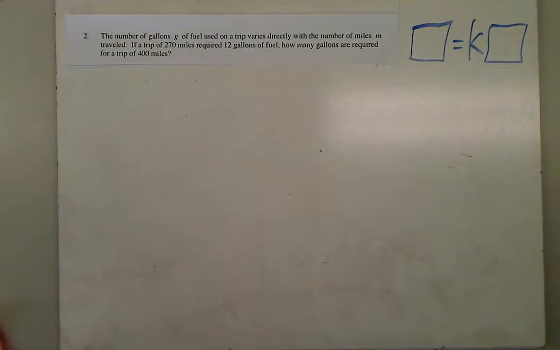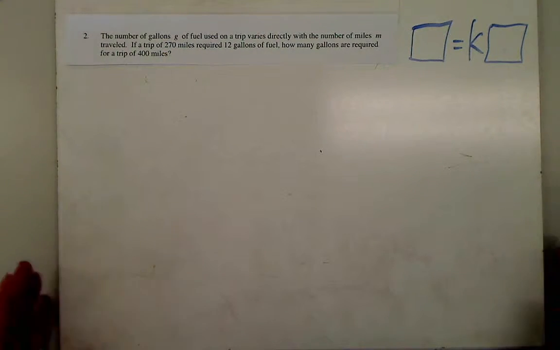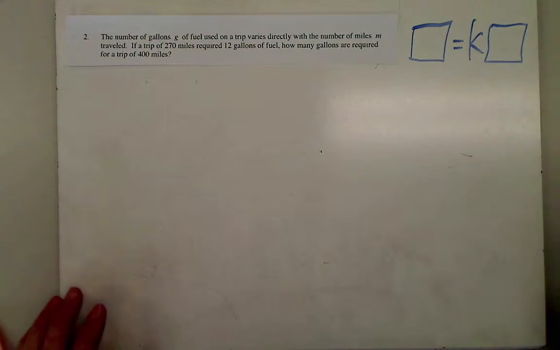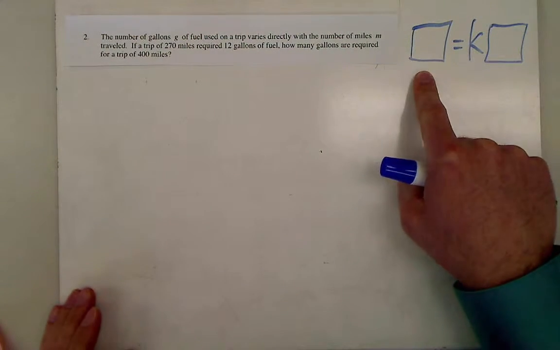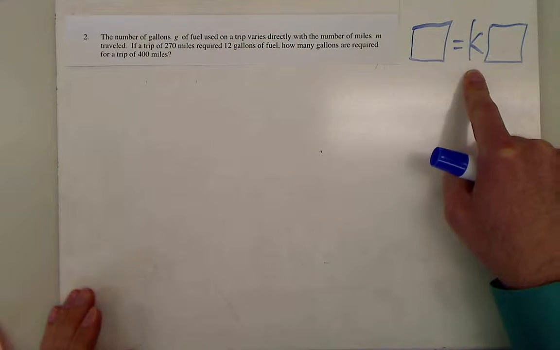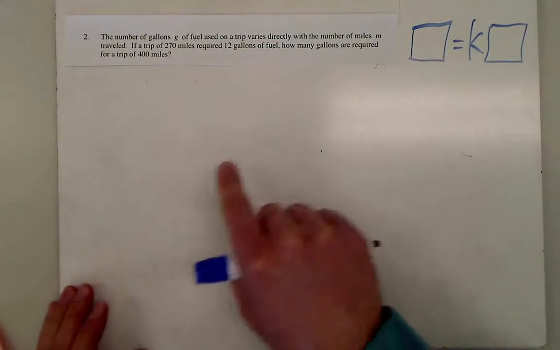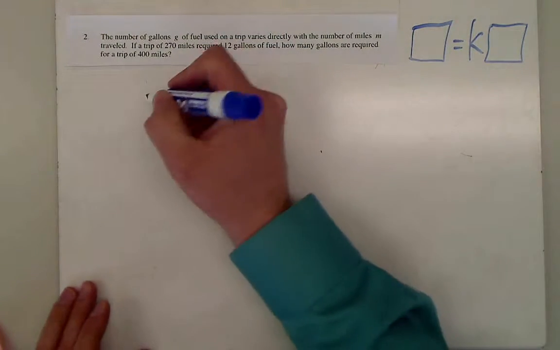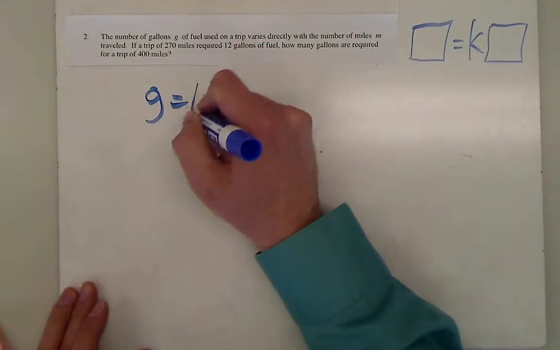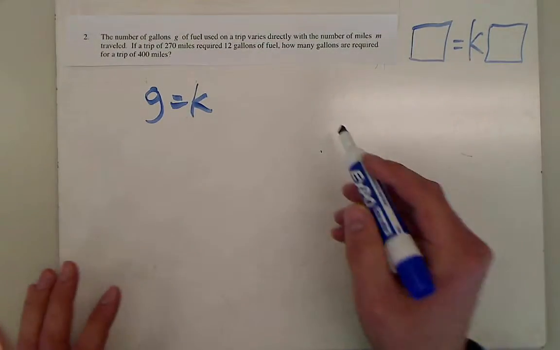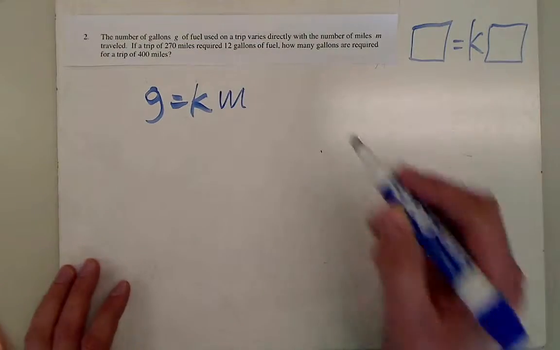This video will give you some examples from your worksheet that you'll be doing in class. The first one is direct variation, which means some value equals some constant number k times some other value. In this case, number of gallons of fuel, G, equals our k times the number of miles, m.